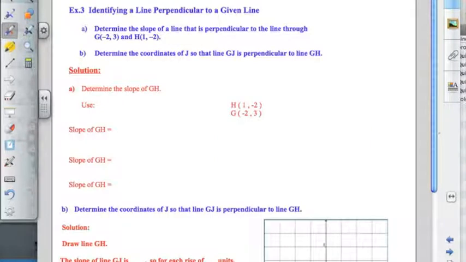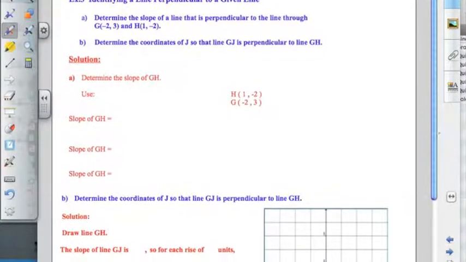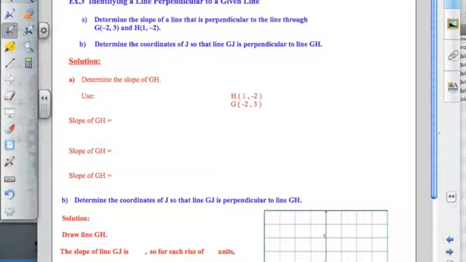Identifying a line perpendicular to a given line. In this example, they're going to show us how to write or draw a line that's perpendicular to another line.